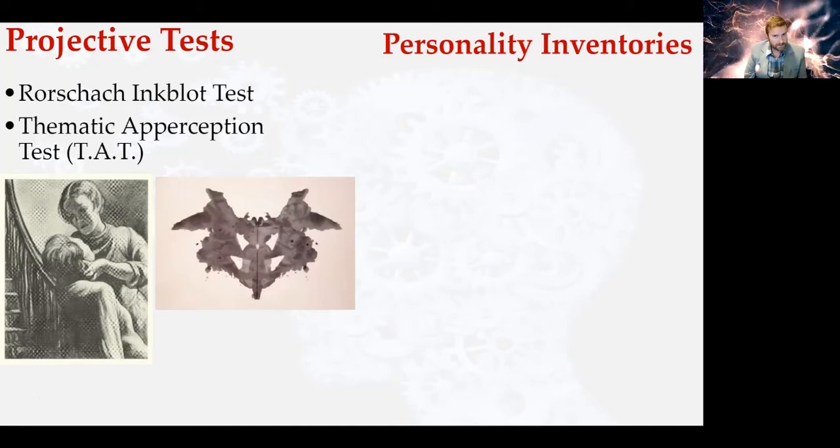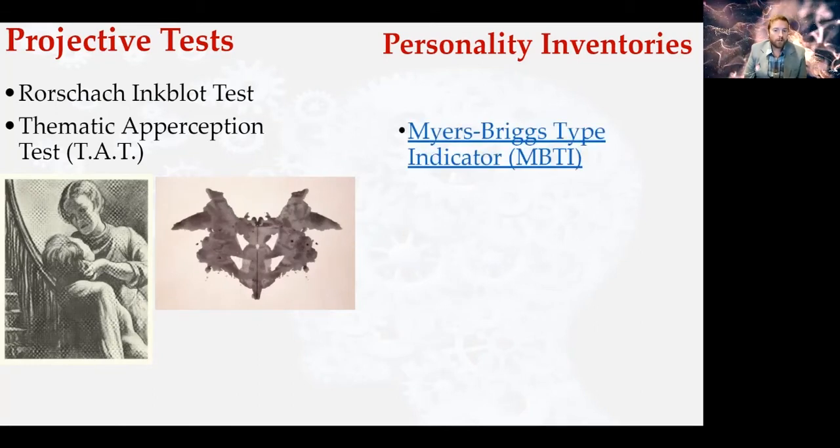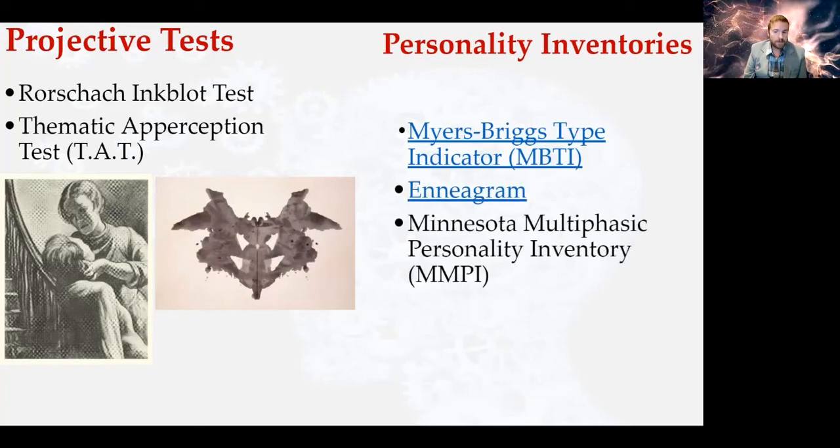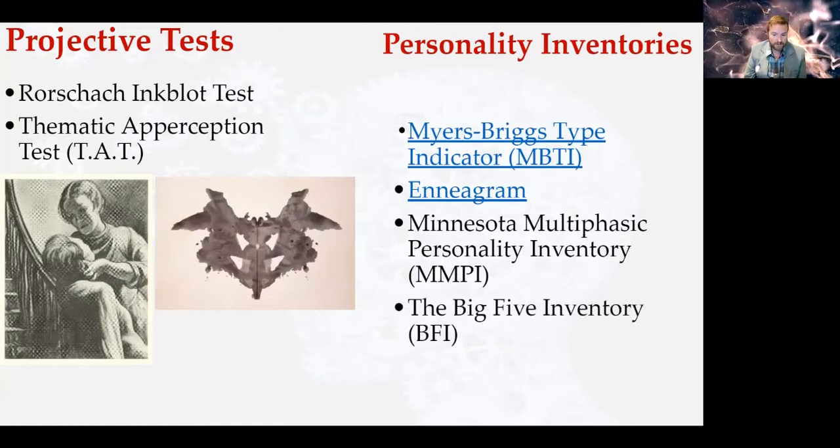A personality inventory, on the other hand, is more objective rather than subjective. So personality inventories would be things like the Myers-Briggs, the Enneagram, the Minnesota Multiphasic Personality Inventory, and the Big Five Inventory. We're going to watch a short video clip about the Myers-Briggs test right now, and one about the Enneagram.